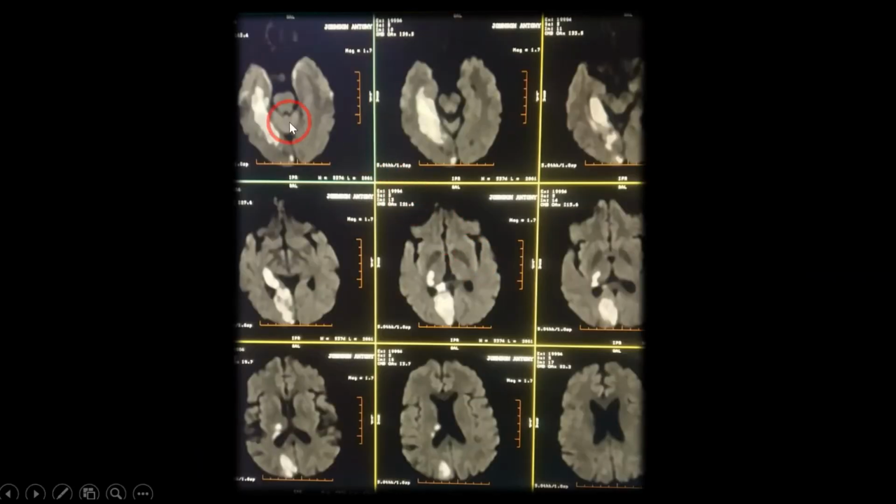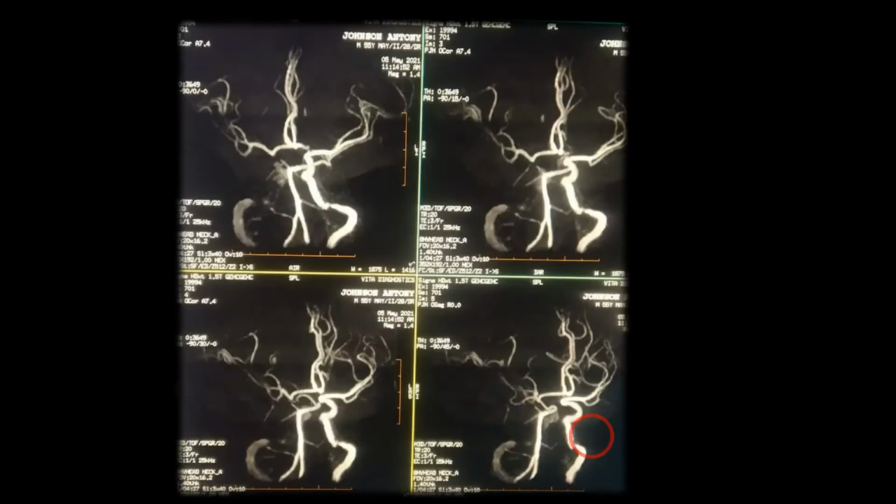So this is the image which was available. The MR shows a large infarct in the PCA territory, occipital lobe. There is infarct in the thalamus also. We don't see anything in the anterior circulation. MCA territory, ACA territory is normal.